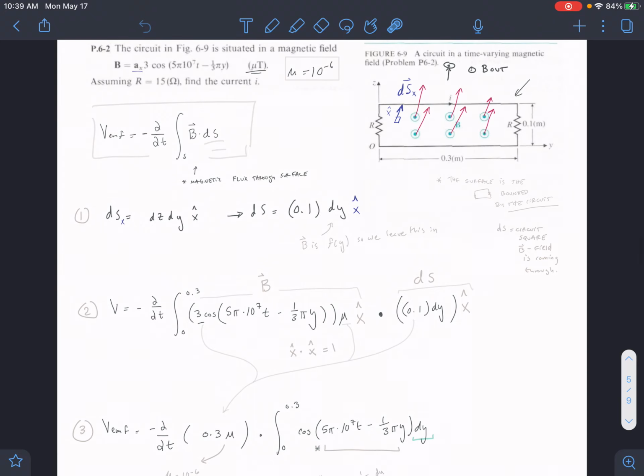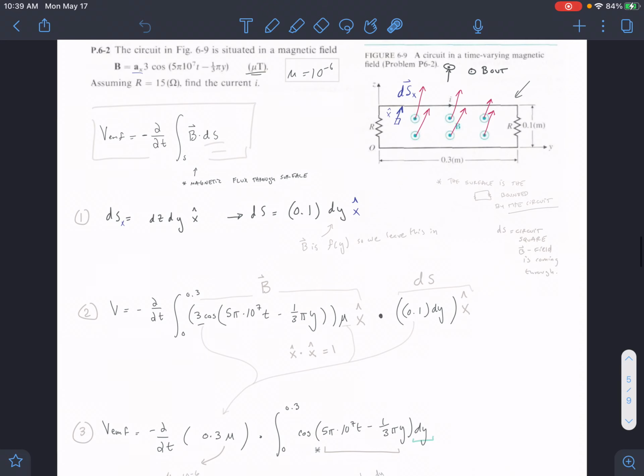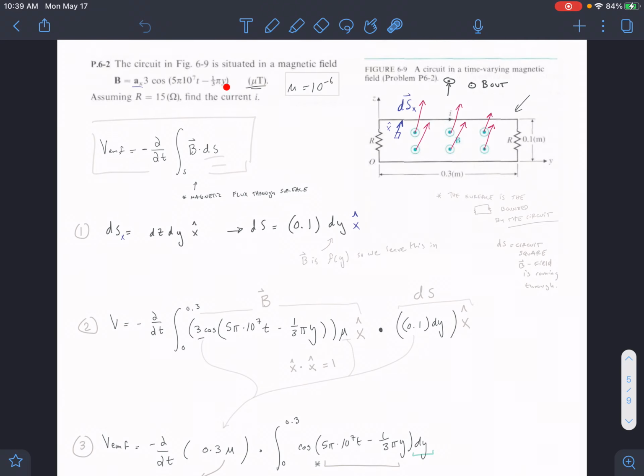Okay, so this equation, what we're going to do, we have our expression for B, and then we are going to find this ds. What this ds is, we are going to take the entire surface area of the circuit that the B field is coming through. So we're just treating this surface area like a square.